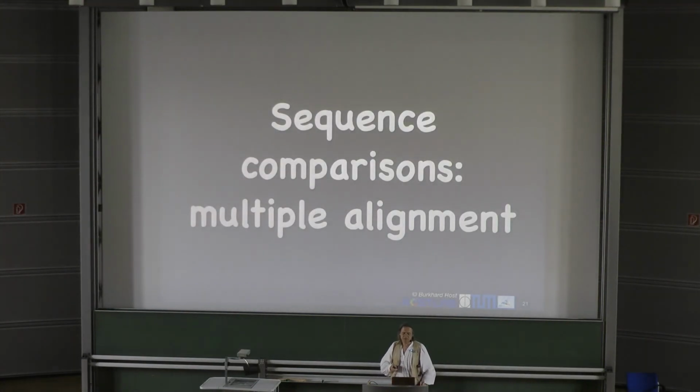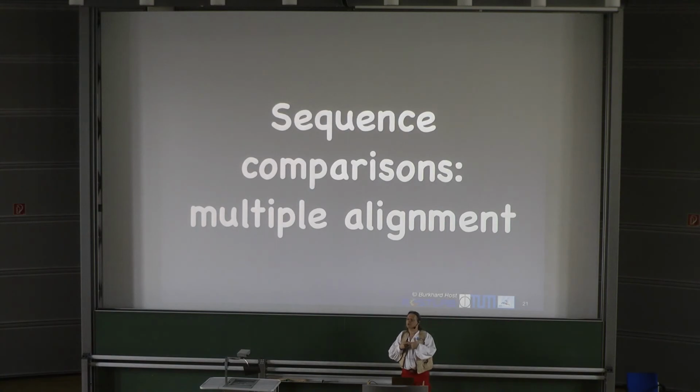One way to improve the string comparison is by going to multiple alignments. So I do not only want to know whether two proteins are similar, I want to know whether this protein is related to many others. So there's this protein in mouse, human, rat, zebrafish. Are they all similar or not?